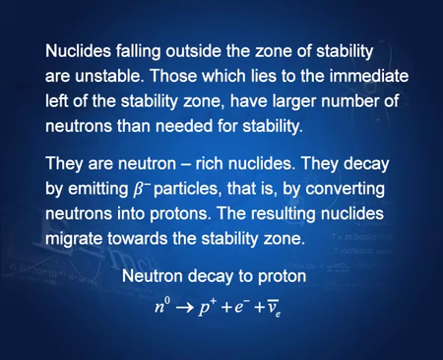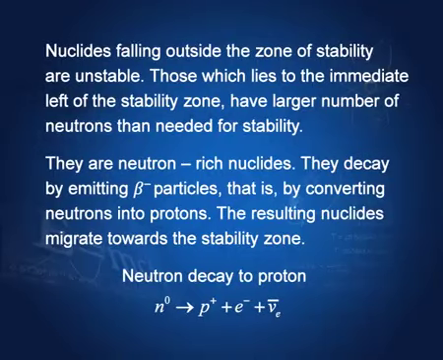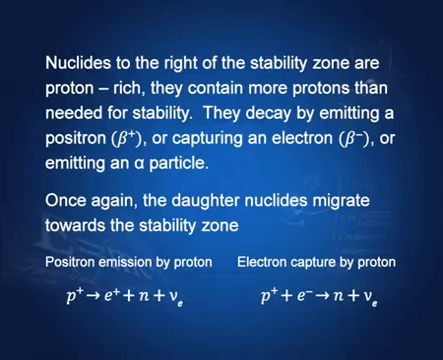And as I said, nuclides falling outside the zone of stability are unstable, and those where the number of neutrons is higher, then the neutron breaks into a proton with the emission of a beta particle and a neutrino. On the other side, if there are more protons, then protons must either capture an electron or emit a positron to become a neutron. So, here the proton emits a positron and becomes a neutron.